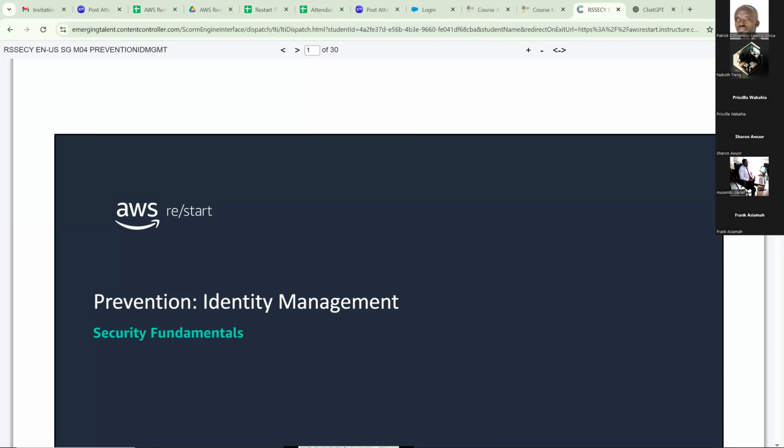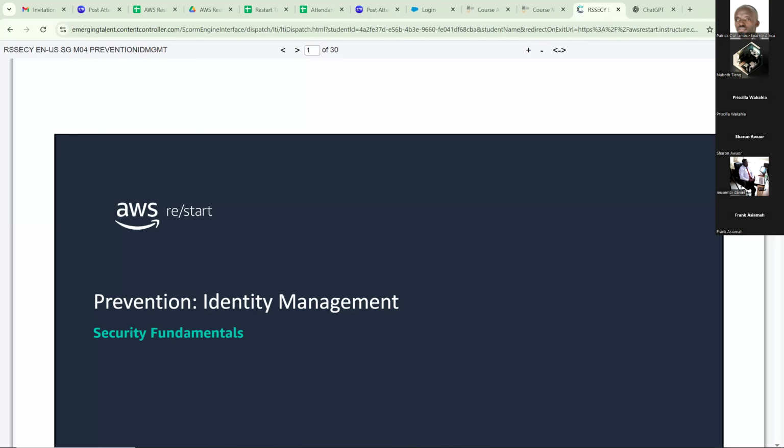Then if I can share my screen, let me share the entire screen so that I don't burn again. Somebody confirm to me that you can see my screen and you can see a slide on prevention, identity management.